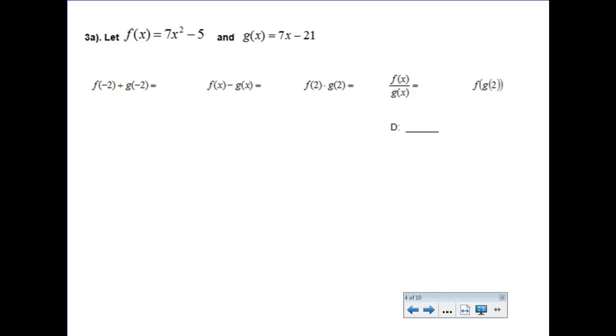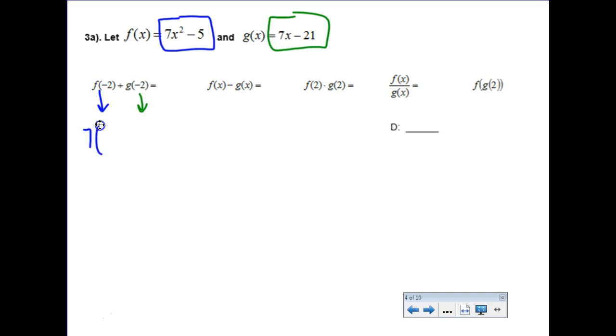Now be careful. While I give you the same functions f and g in this section, I ask you to do different things. So the first question is f of negative 2 plus g of negative 2. So there's two methods. You can either add the two functions together and then plug in a 2, or you could plug in a 2 to each function and then add your answers together. So for most of you, you found it was easier to plug in a 2 to each function and then add the answers together.